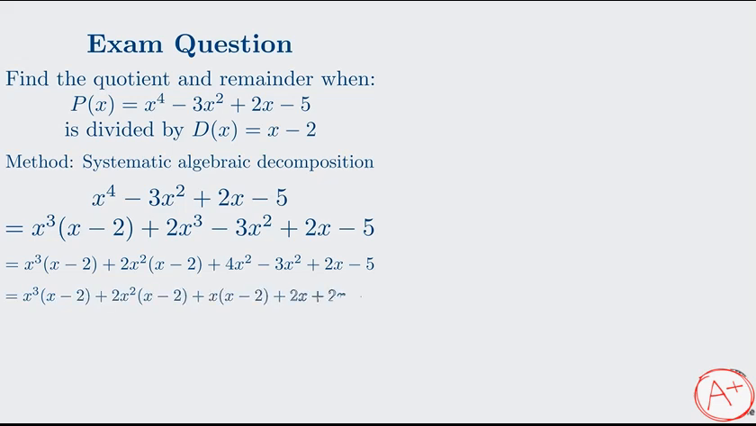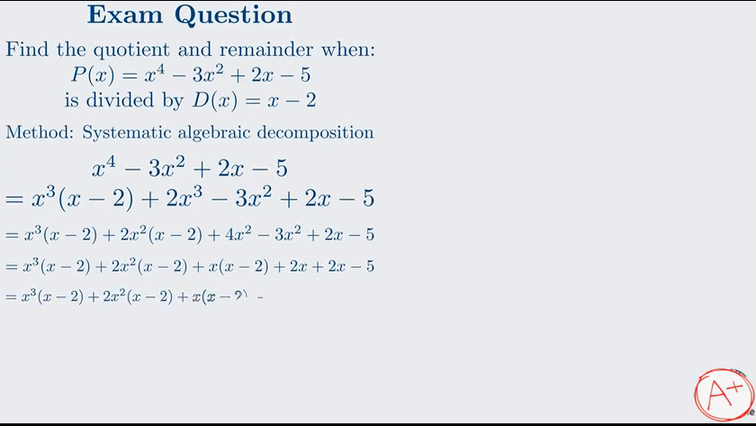Simplifying the middle terms gives us x squared. To get this from our divisor, we multiply by x. This introduces a negative 2x, so we add 2x to balance. Now we have 4x remaining. We take 4 times our divisor, which gives us 4x minus 8. To balance that negative 8, we add 8 at the end.